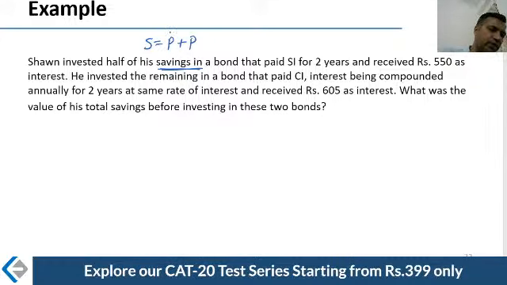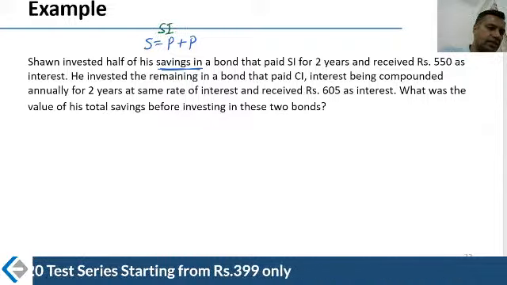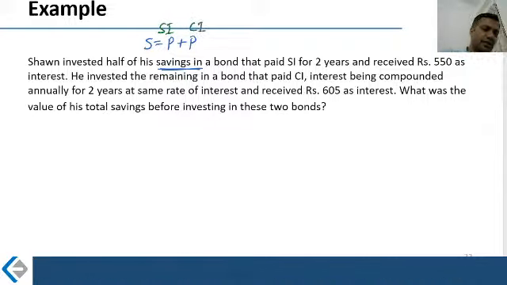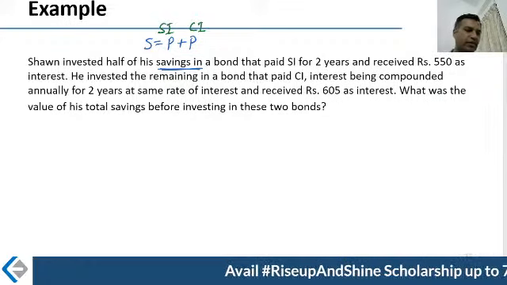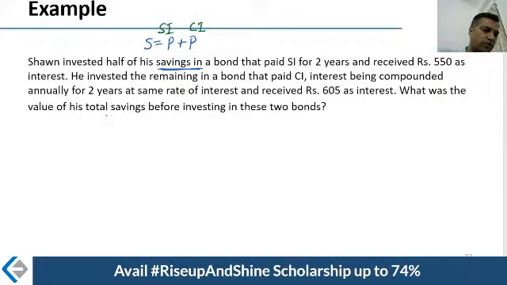One P he put in the SI scheme, and the other P he put under the CI scheme. Therefore, what is the savings? 2P is the saving. That's what you need to find out. What was the value of the total saving? Total saving means find S. What is S? 2P is the value of S.